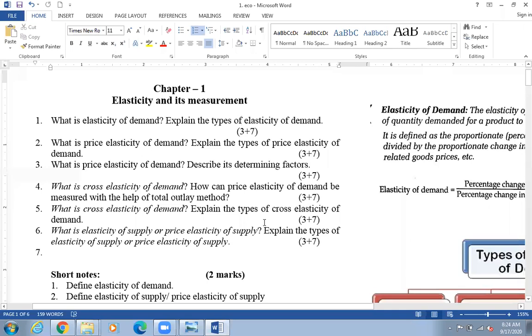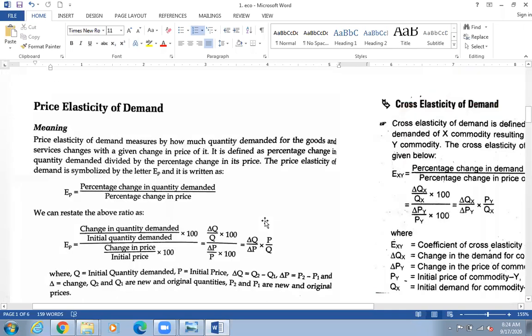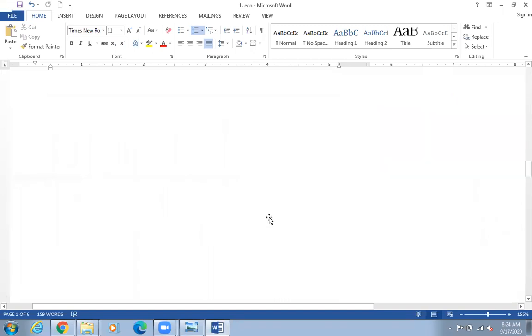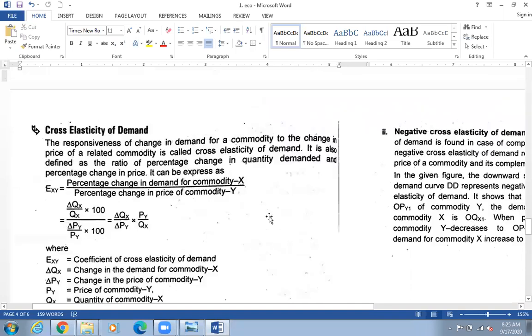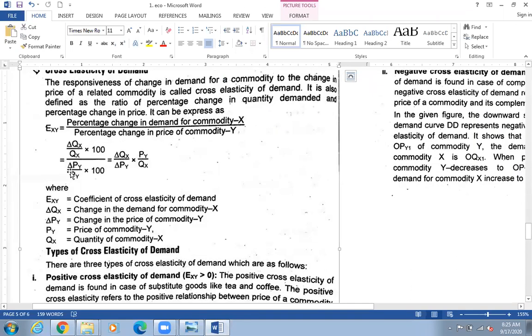While writing the definition of cross elasticity of demand, you need to write the definition, the formula, as I've told you before, and also what it means. What does delta Py mean? What does delta Px mean? You are comparing between two products, one is X, one is Y. Suppose our product is X, you are comparing with product Y.